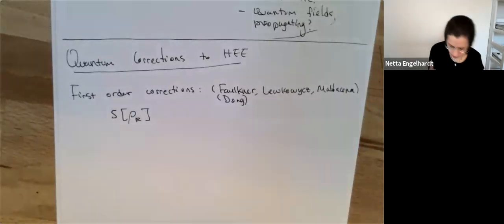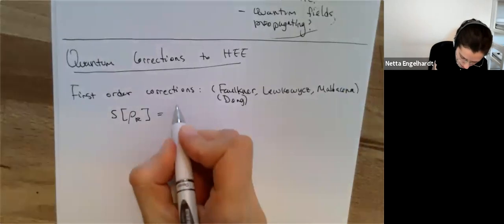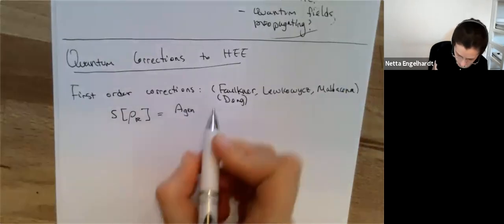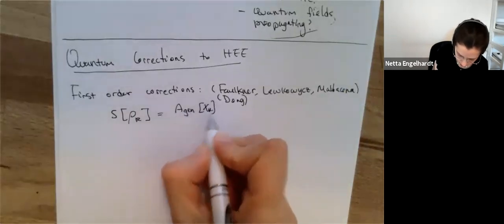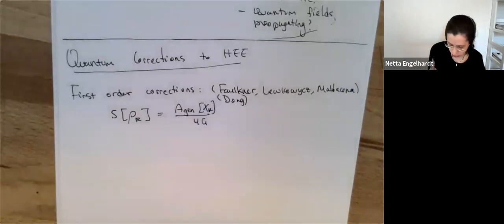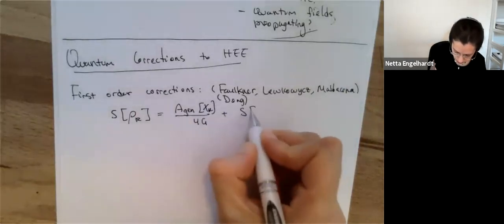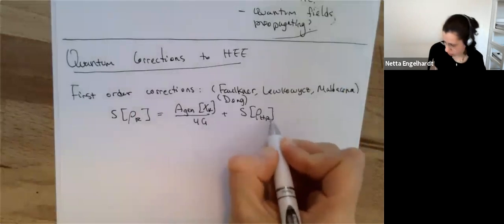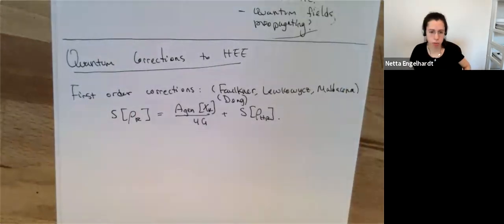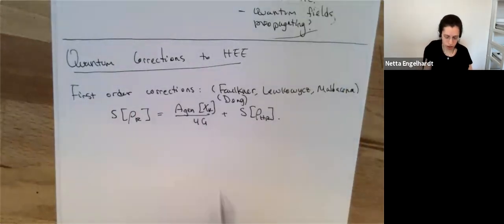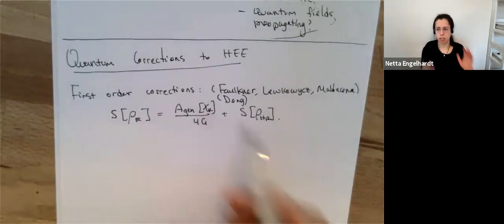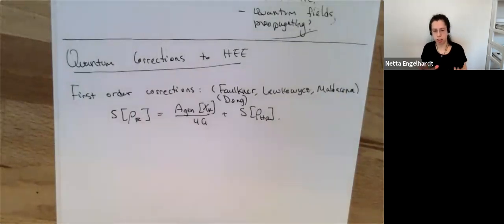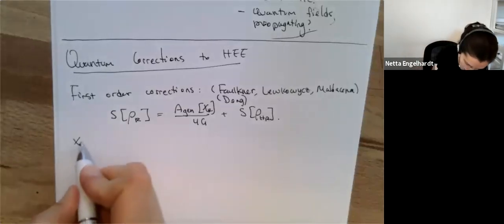So S of rho_R is equal to what I'm going to call the generalized area of X_R over 4G plus S of rho of the entanglement wedge, H_R. So let me parse what this is. First of all, X_R is the same surface that we had before. It's the minimal area, extremal surface homologous to R. Nothing in that has changed. So X_R is as before.